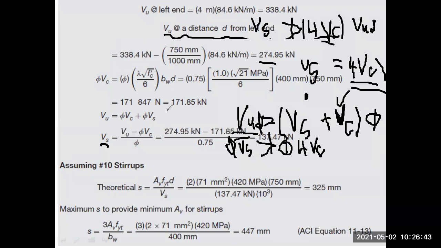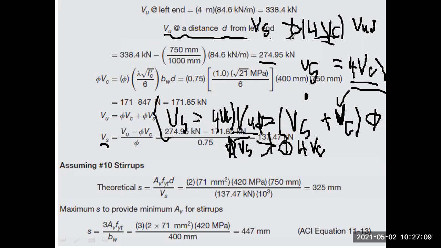But if VS is equal to 4 times VC, okay, we have eliminated the phi from both sides. So if VS is equal to 4VC, I asked, do we need to modify the cross section of the beam? That was my question. Do we need to modify the cross section?